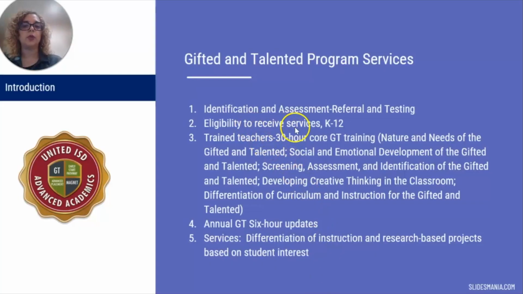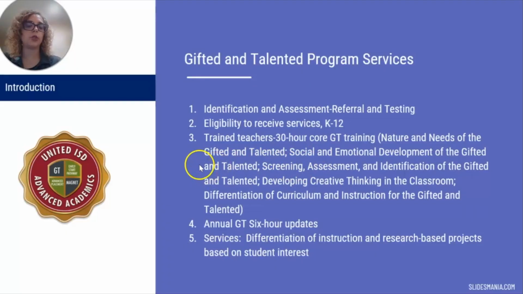Then there's eligibility to receive services K through 12. We do need to have our teachers trained for the 30-hour core GT training, and that will include nature and needs of the gifted and talented, social and emotional development of the gifted and talented, screening, assessment, and identification of the gifted and talented, developing creative thinking in the classroom, and differentiation of curriculum and instruction for the gifted and talented students. This is done on a yearly basis based on the needs of our district and our campuses, especially for those teachers who are new either to the district or to servicing gifted and talented students in their classroom. They have to go through this 30-hour core training, and it is done the first semester of the academic school year.